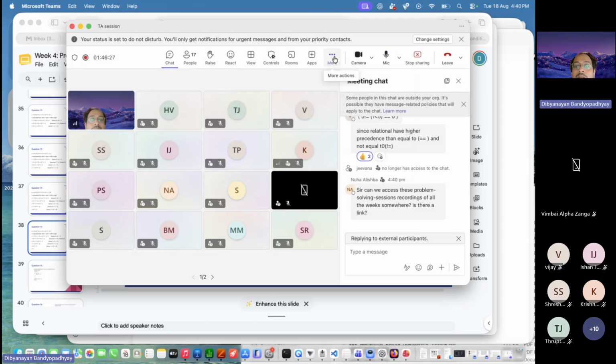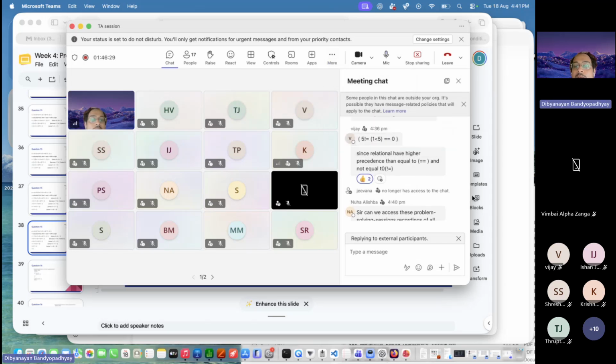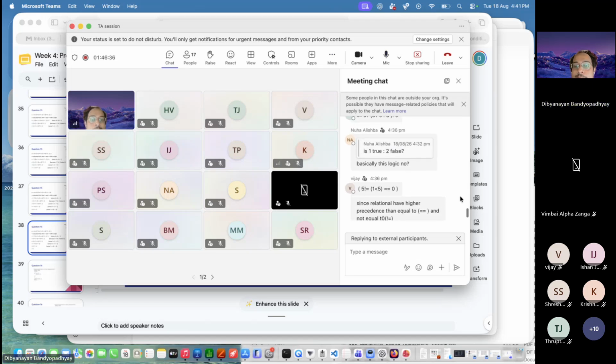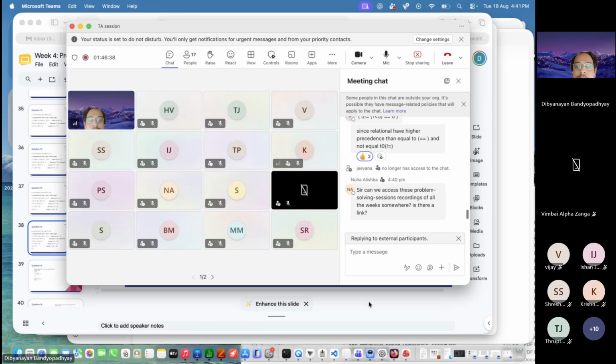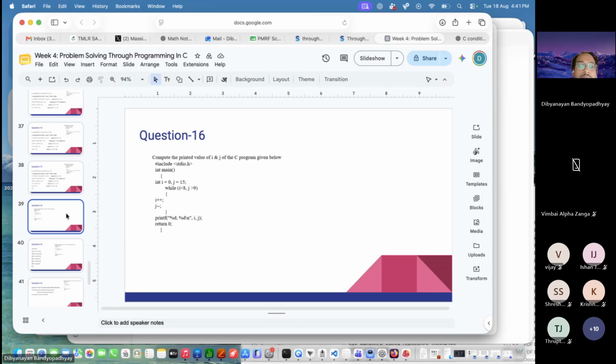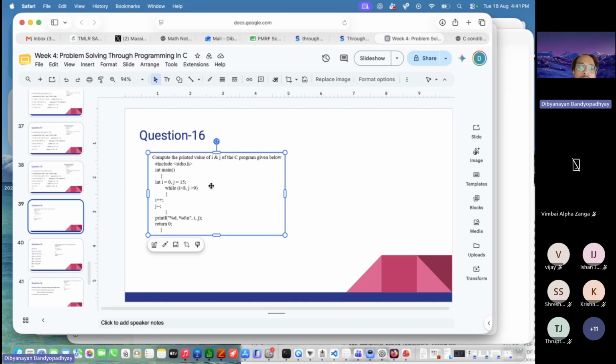Yeah. So another question is remaining. Before that, if anybody has any question, just ask once. Otherwise, I'll proceed to the next question. Okay. So this is the next question. See it carefully. And this is the last question also. Let me zoom it slightly.